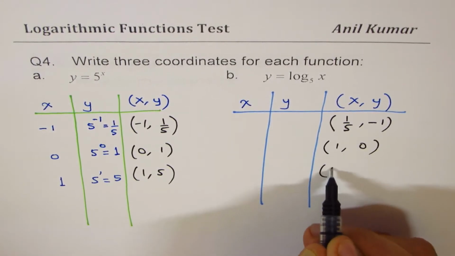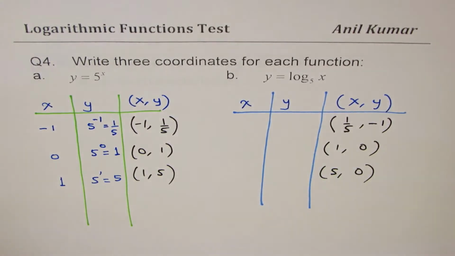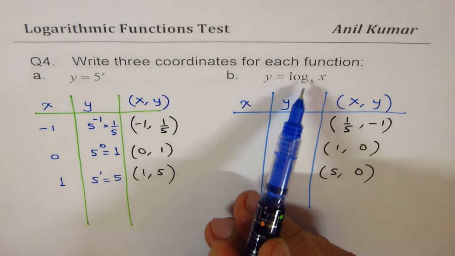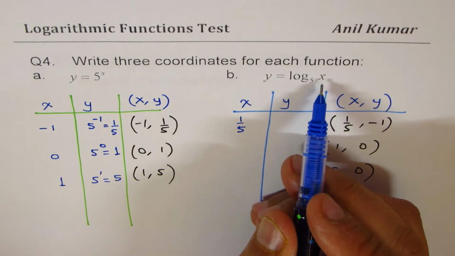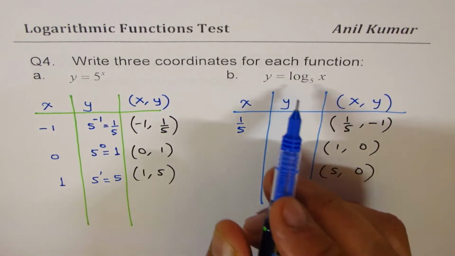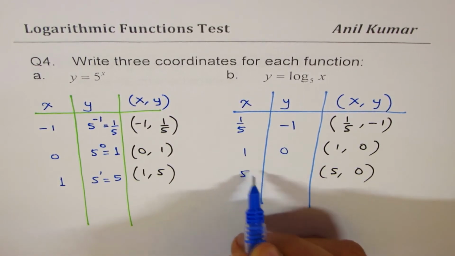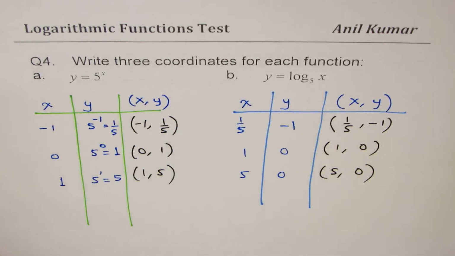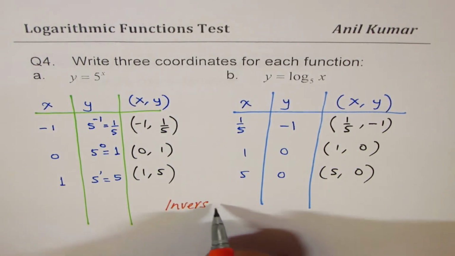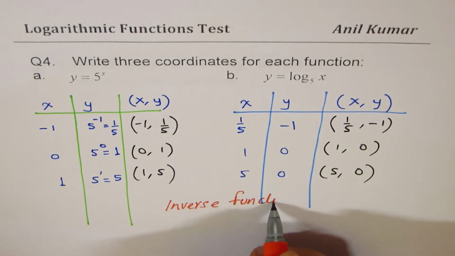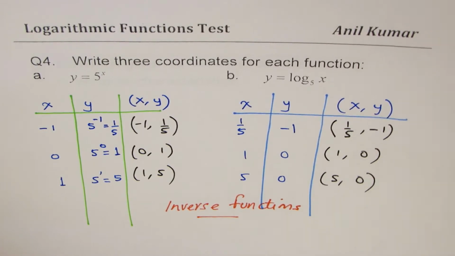So what I would like you to do is to test it out. That is to say, when you plug in the value of 1 over 5 for x in this expression, what do you get for y, right? You will get -1. So I have done the reverse way only to show you that these are inverse functions, right? The important thing to understand is these are inverse functions. Is that clear, right? So this exercise helps you understand that concept.